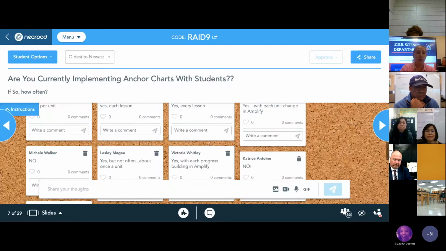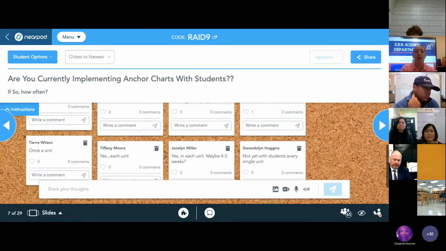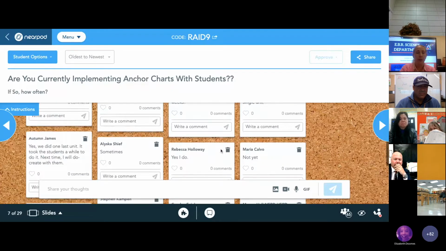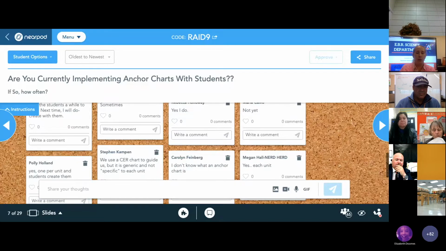It seems like a good many people are utilizing anchor charts. And when we do walkthroughs in the classroom, that's actually something that we're looking for. On our walkthrough checklist, we have to put if we see anchor charts, if we don't see anchor charts. And we are supposed to see anchor charts that have been co-created with the students and that are applicable to every single lesson in the unit. So Unit 1 should not still be up when you're on Unit 4.